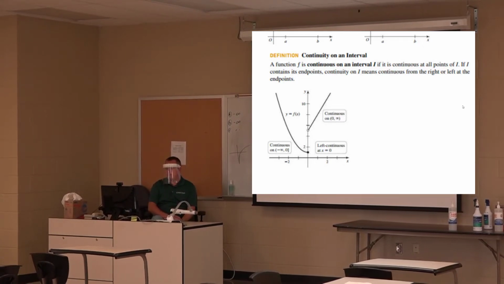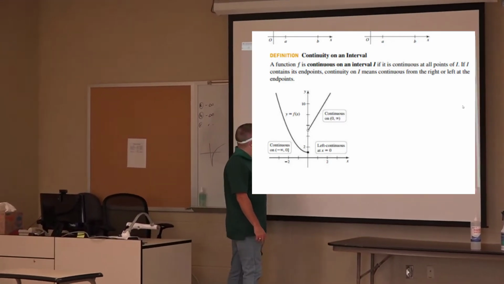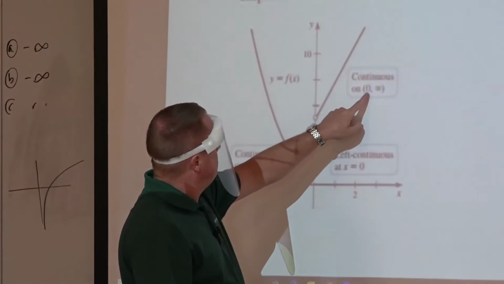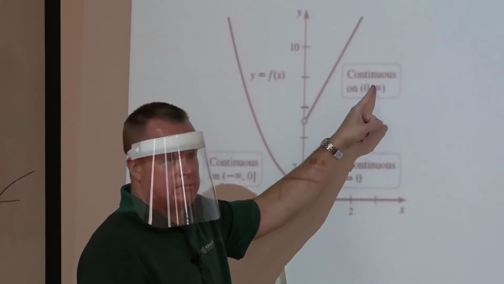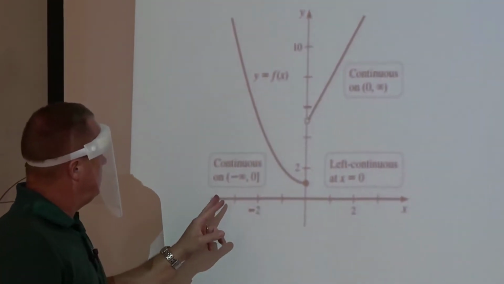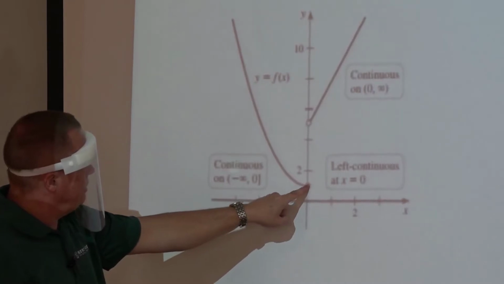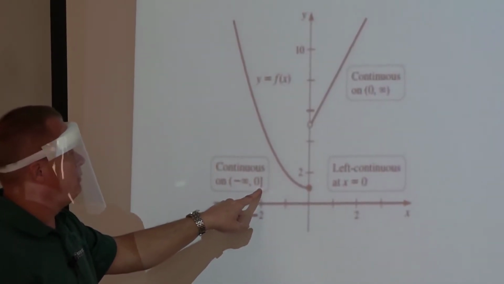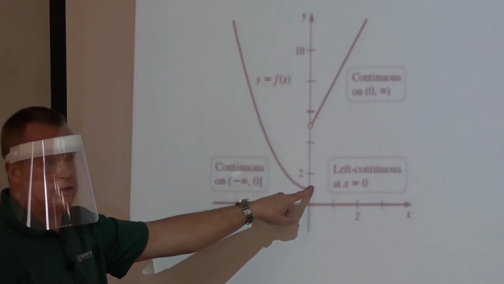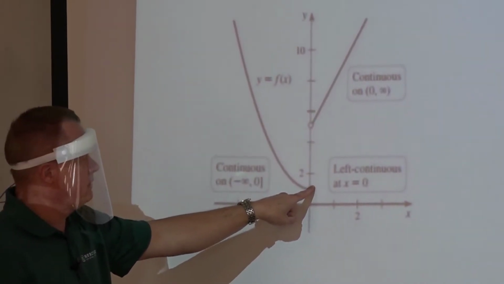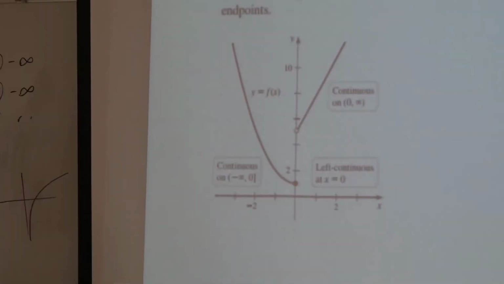So here we would say continuous from 0 but not including 0 to positive infinity. Okay? We would say over here it is continuous from negative infinity all the way up to 0, including 0. So that would be continuous from the left because it includes that dot there, that point. All right? So any questions about that? Okay.